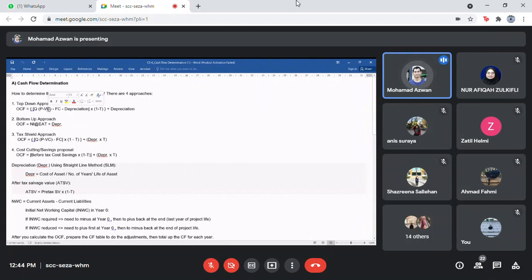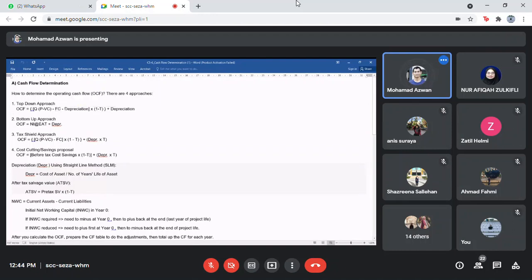VC is the variable cost per unit. So this one is per unit. Q is the total units produced for a year, and then you minus fixed cost. This fixed cost is the total fixed cost for one year.